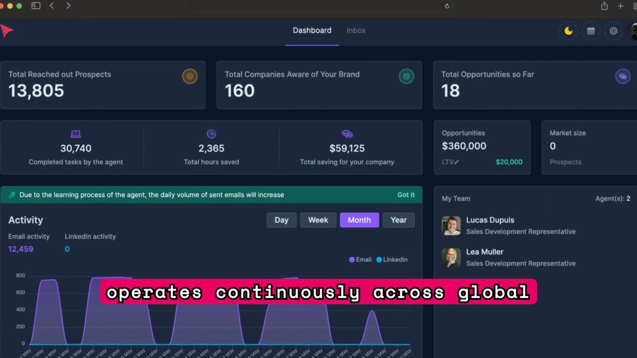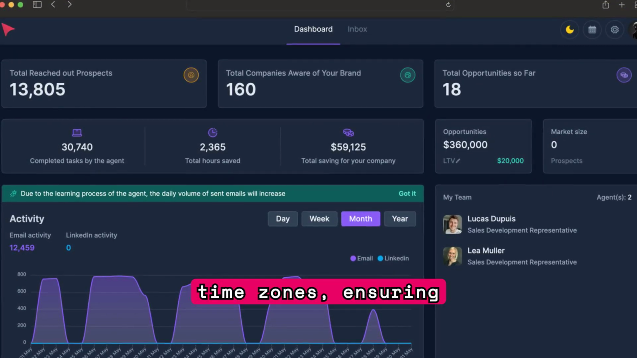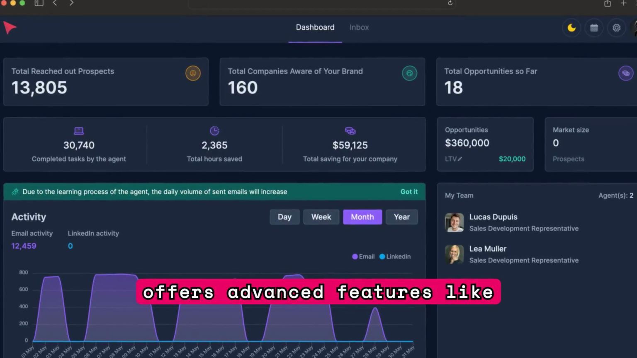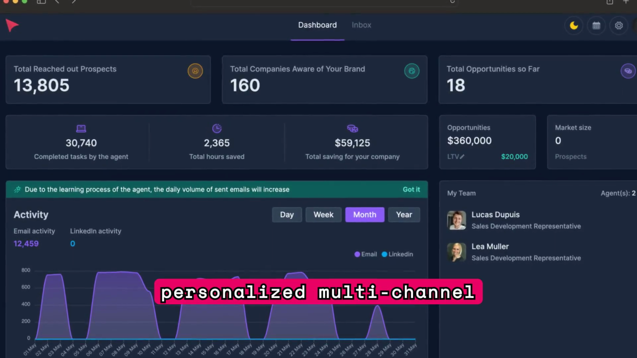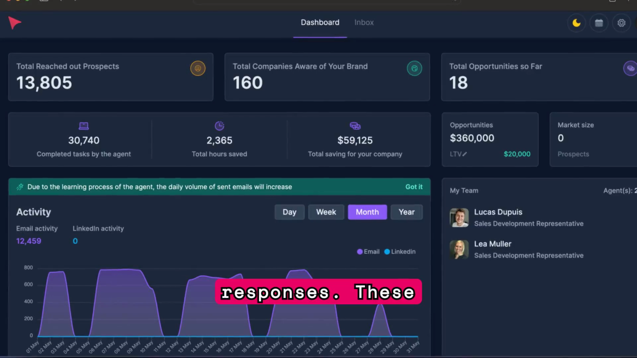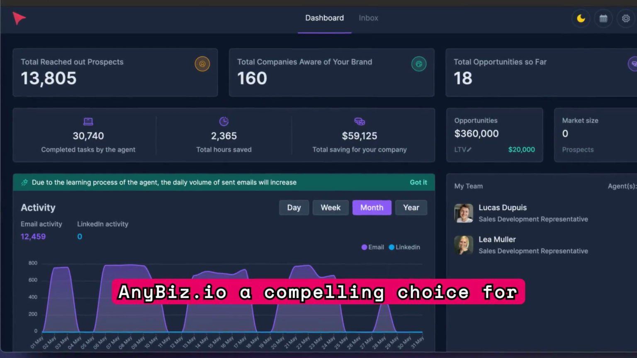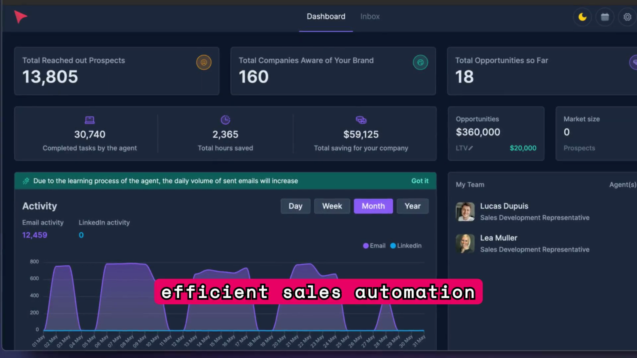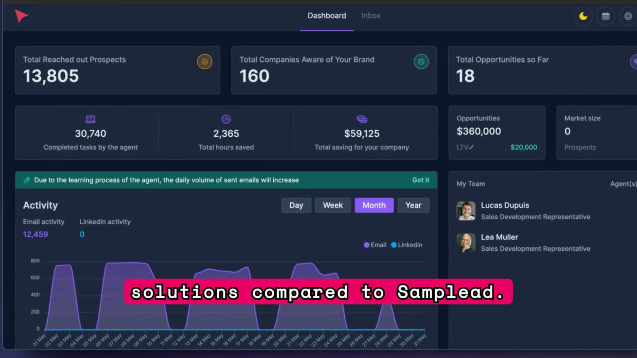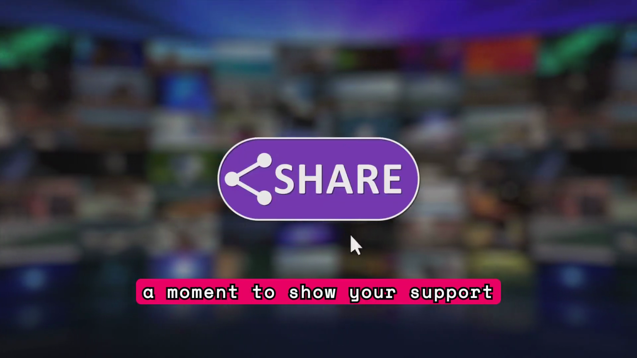AnyBiz.io operates continuously across global time zones, ensuring no missed opportunities, and offers advanced features like personalized multi-channel communication and automated email responses. These capabilities make AnyBiz.io a compelling choice for businesses seeking comprehensive, efficient sales automation solutions compared to Samplead.